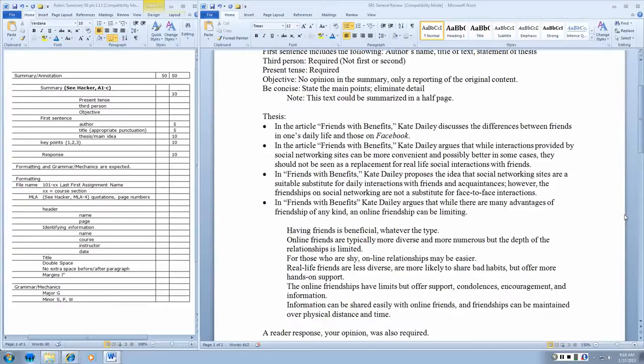Having friends is beneficial, whatever the type. Online friends are more diverse and more numerous, but the depth of relationships is limited. For those who are shy, online relationships may be easier. Real-life friends are less diverse, are more likely to share bad habits, but offer more hands-on support. Online friendships have limits, but offer support, condolences, encouragement, and information. Information can be shared easily with online friends, and friendships can be maintained over physical distance and time. And as I noted earlier, a reader response, your opinion, was also required.